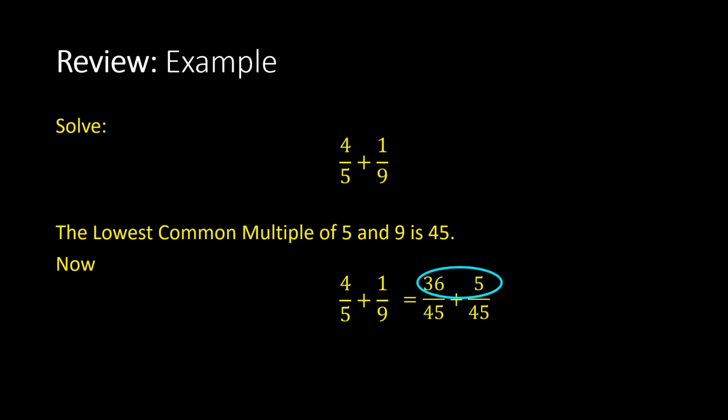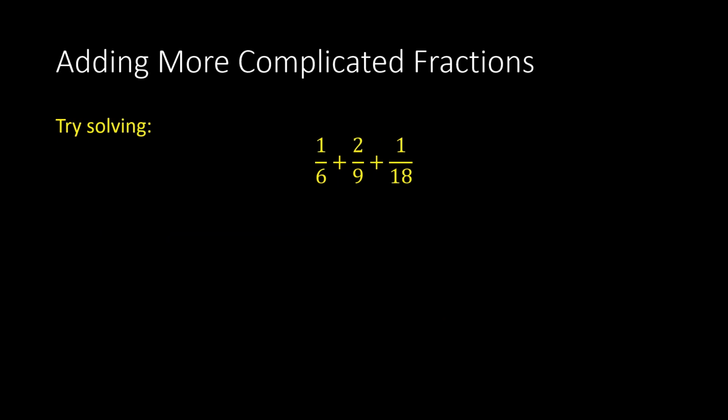Finally, we add the numerators to give 41. Of course, 36 plus 5 is 41. And we leave the denominators alone to give 45. Let's now try solving a more complicated fraction, as shown here, 1 over 6 plus 2 over 9 plus 1 over 18.